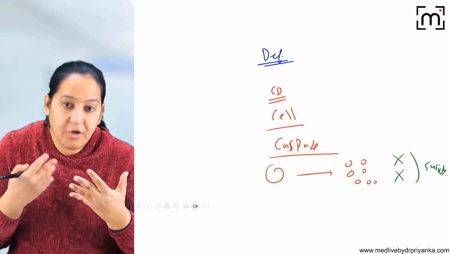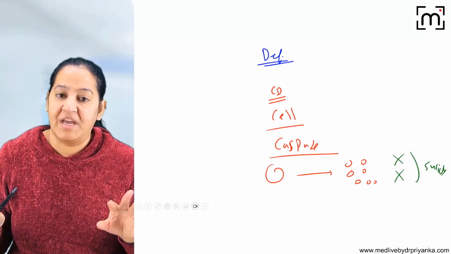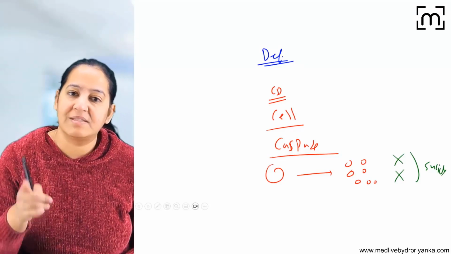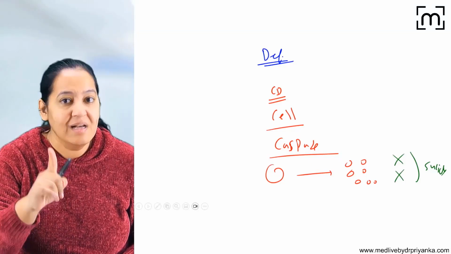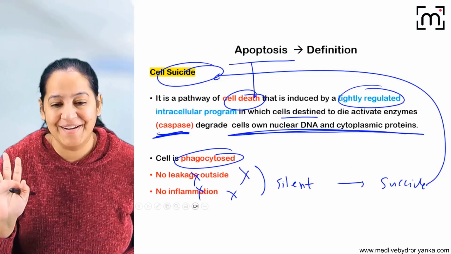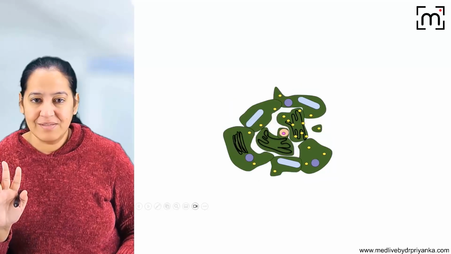So try to frame in your own words. I never learn pathology. I just understand it and frame it in my own words, and I can get the gold medal as well as distinction. Got my point? So this is the way. So you can draw the diagram also.